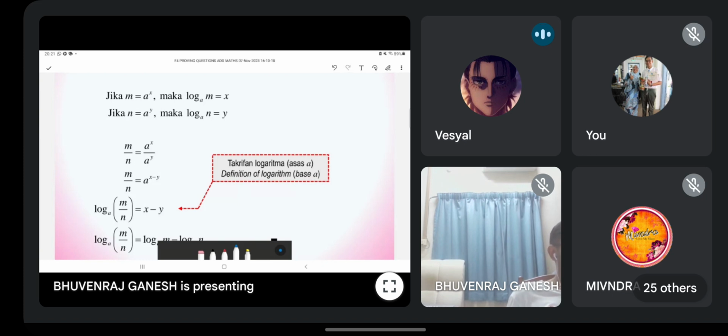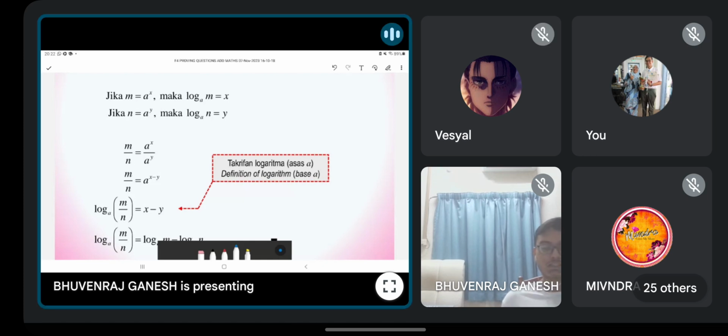And from a^(x-y), sorry, this is not add log. This is actually the same as just now. So we'll change from indices form to logarithm form. So here n equals a^y will actually become log a n equals y, and then log a (m over n) equals x minus y, and your x is log a m, y is log a n. So you've just proven another formula.